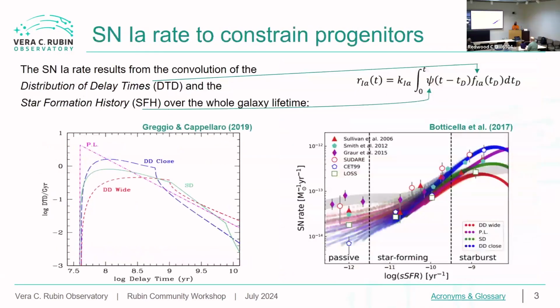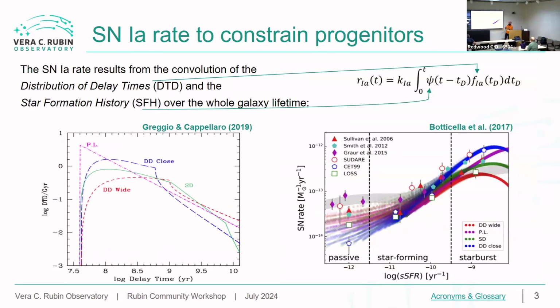But measuring the supernova rate is one of these methods, because from a theoretical point of view, the rate results from the convolution of the star formation history over the whole galaxy lifetime and the distribution of delay times. What are these delay times? It is the time required from the very beginning, the formation of the binary system, to the final explosion. And there are, of course, constants that are needed to put together.